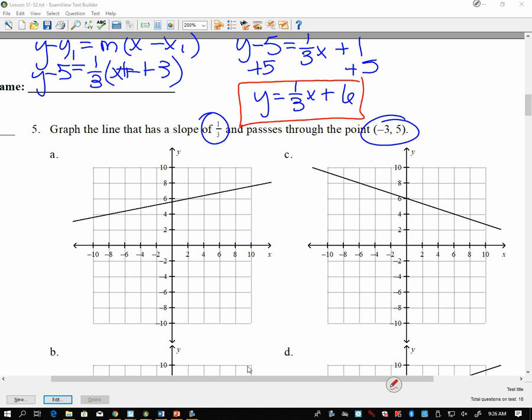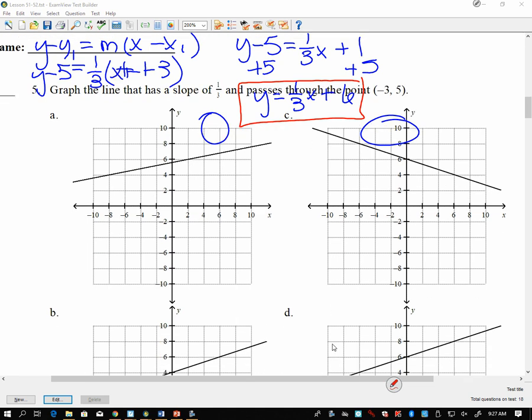Is A my answer? Does it fit any of those qualifications? What's the first thing I look for in a graph to see if it fits my equation? The y-intercept. All right. Does A cross the y-axis at 6? No. Does C cross the y-axis at 6? Okay. Does it have the correct slope? Okay. What's wrong with the slope on C? I mean, just visually wrong. Right, it has a negative slope, and our slope should be positive.